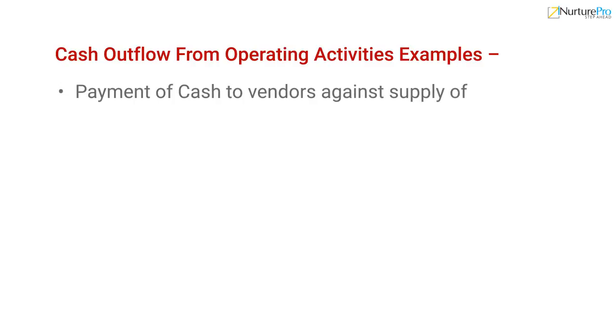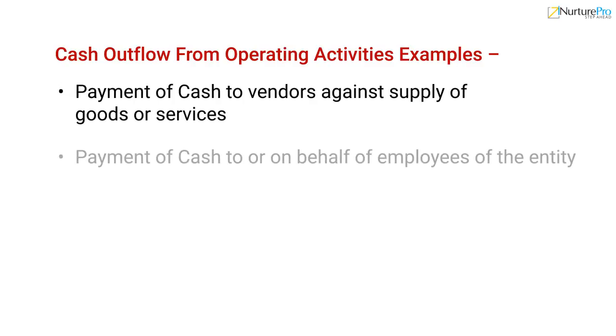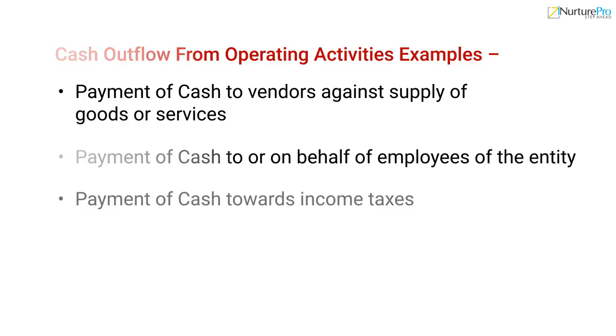Examples of cash outflows from operating activities are payment of cash to vendors against supply of goods or services, payment of cash to or on behalf of employees of the entity, and payment of cash towards income taxes.